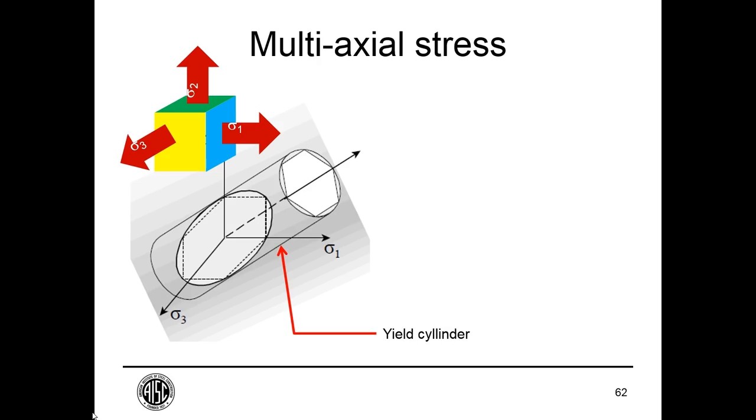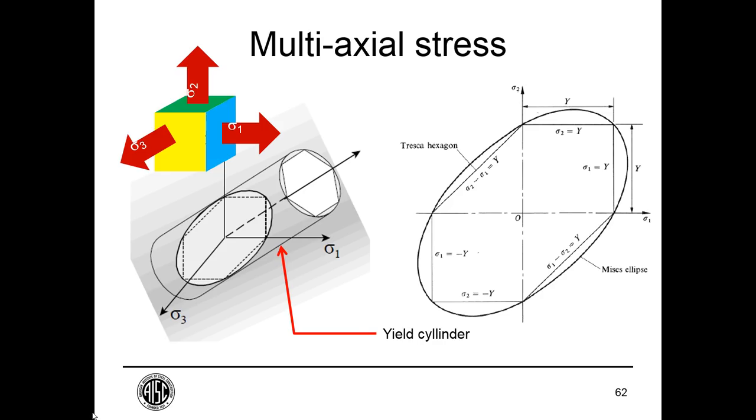Oops, misspelled there. Yield cylinder, where if you have similar stresses in these three directions, you can prevent that element from yielding. There's the von Mises ellipse in plane, but in 3 dimensions, it's a cylinder. And so what does that mean? If we're preventing it from yielding, we're preventing it from exhibiting that ductility.